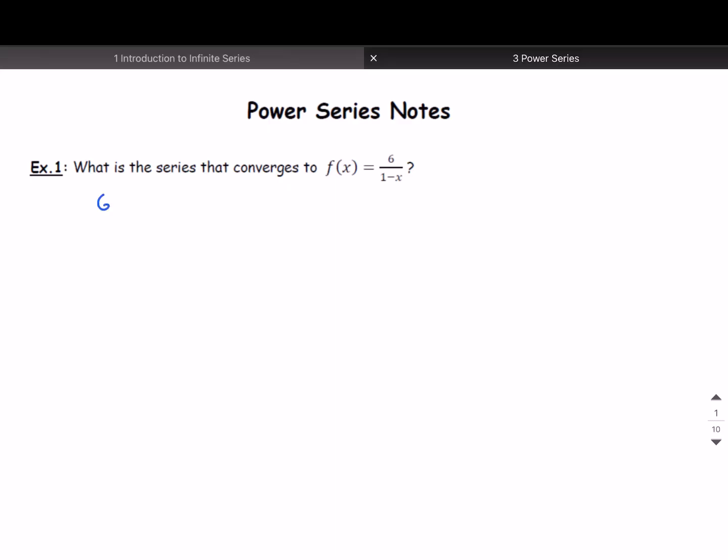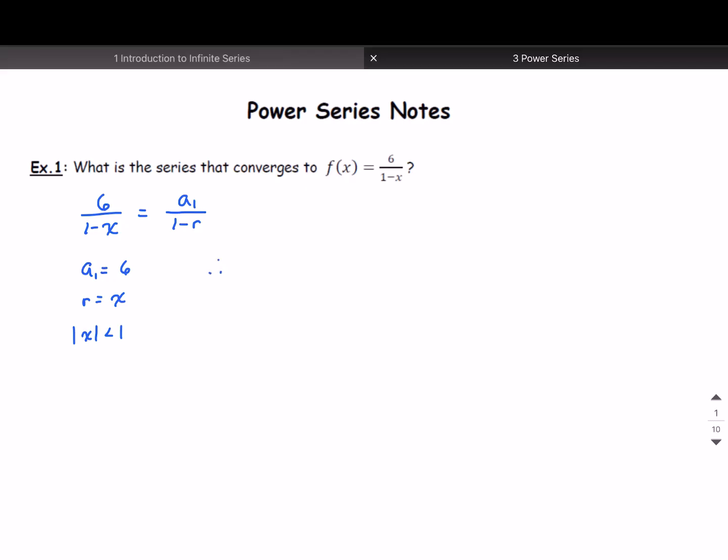Now if you look at this 6 over 1 minus x, it kind of brings to mind the form of the sum of a geometric series, doesn't it, right? It's a constant over 1 minus something, so that brings that to mind. And if we look then, our first term would be 6, our common ratio would be x, and in order for this to work, x would have to be less than 1, and that's important, right?